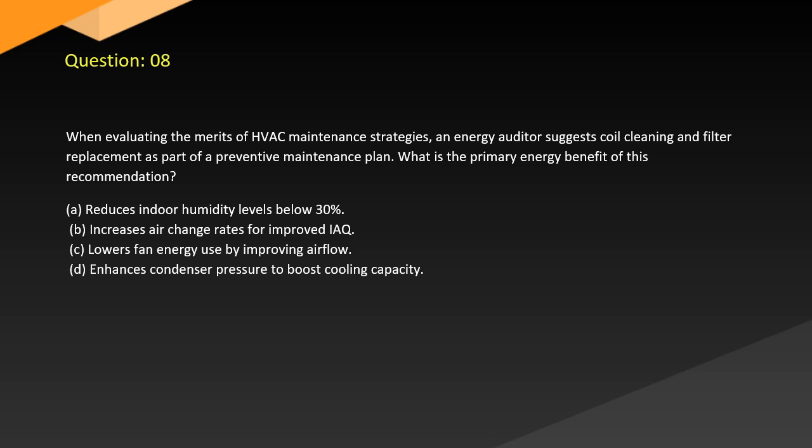Question 8. When evaluating the merits of HVAC maintenance strategies, an energy auditor suggests coil cleaning and filter replacement as part of a preventive maintenance plan. What is the primary energy benefit of this recommendation? A. Reduces indoor humidity levels below 30%. B. Increases air change rates for improved IAQ. C. Lowers fan energy use by improving airflow. D. Enhances condenser pressure to boost cooling capacity.